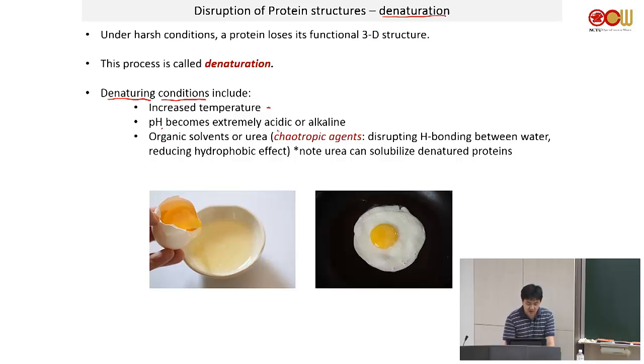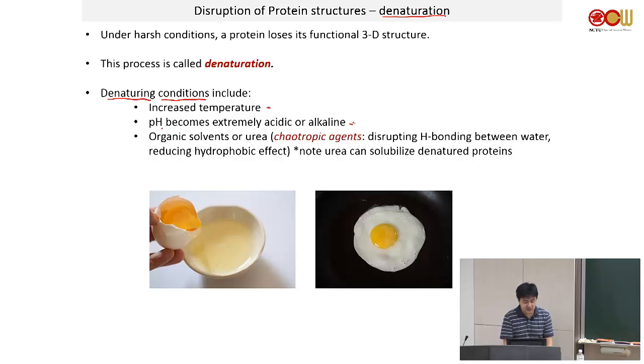Or when pH becomes extremely acidic or alkaline. Obviously, if you throw a lot of protons or a lot of hydroxide anions into the solution, that's going to interact with your protein significantly. That will hydrolyze some of the bonds and reduce the amount of hydrogen bonding you can have intramolecularly. So that will denature your protein.